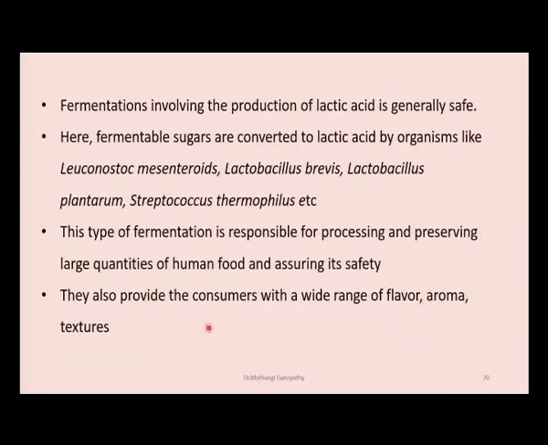This type of lactic acid fermentation is responsible for processing and preserving large quantities of human food and for assuring its safety. An additional factor for lactic acid fermentation is that different organisms like Leuconostoc or Lactobacillus do the fermentation giving rise to different types of flavors, aroma and textures. So depending upon the organism, the same substrate can give rise to different flavored products.